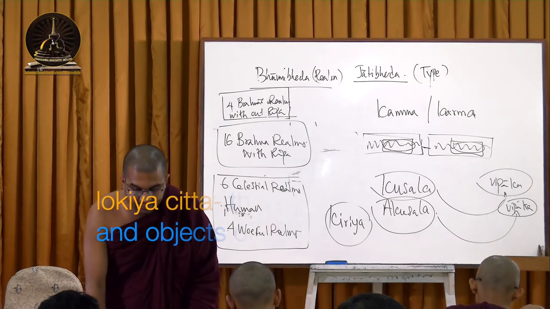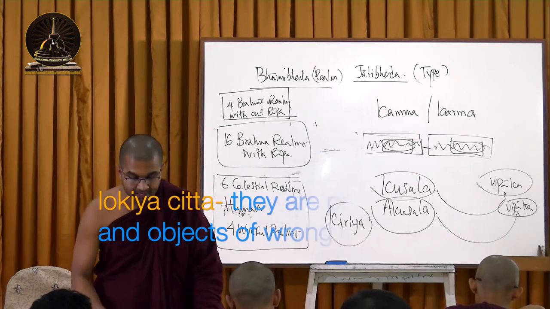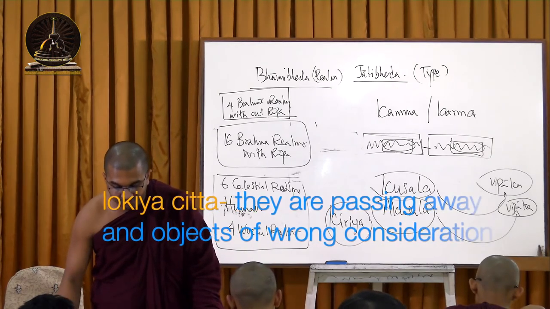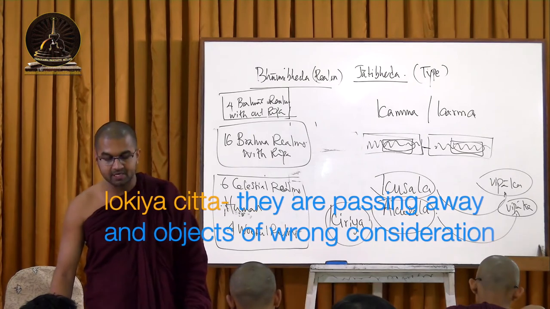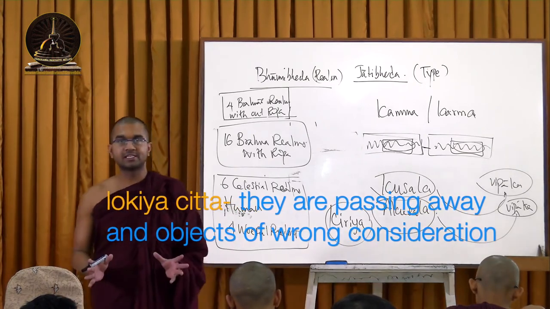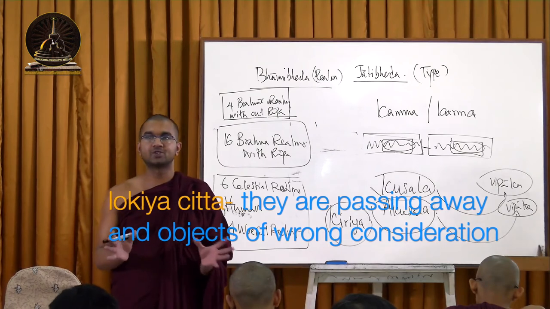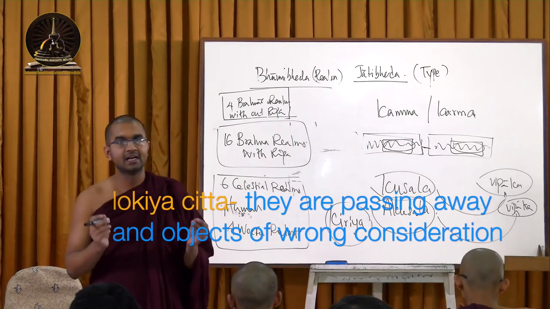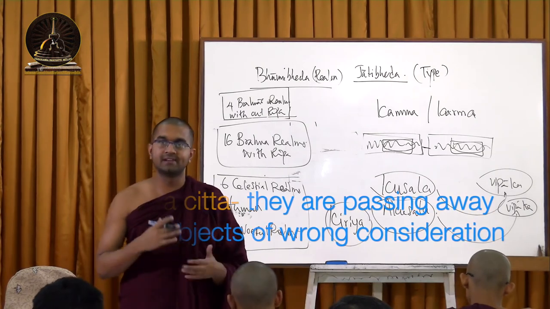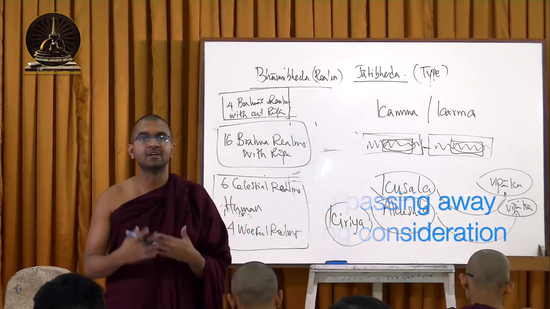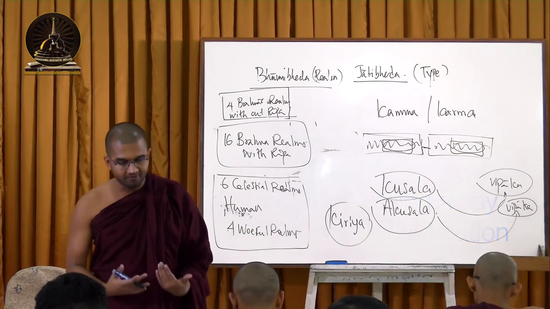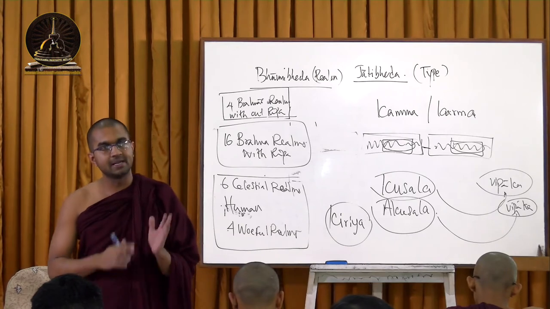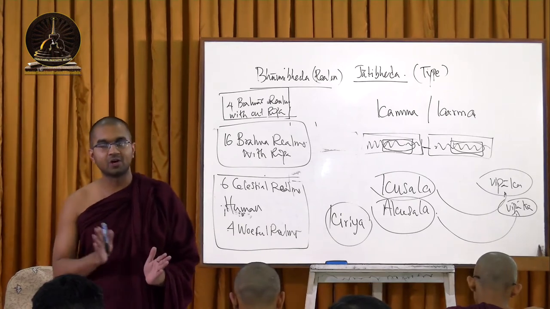Because they are subject to passing away, they pass away. Even lokuttara chitta pass away. But at the same time, lokiya chittas are falsely considered by ordinary beings as permanent, pleasurable and self. Lokuttara chittas are not objects to be wrongly considered as a pleasurable self, because they are attained by noble beings, who will never have a wrong idea about self regarding these chittas. So the lower three types of chittas are considered lokiya because of two reasons: because they pass away and also because they are wrongly considered.